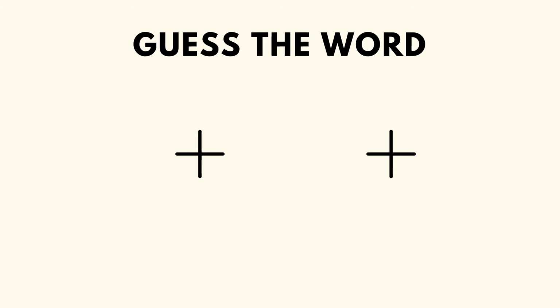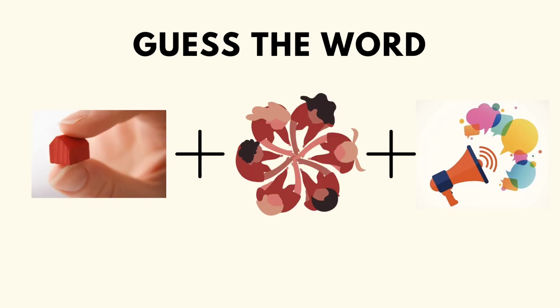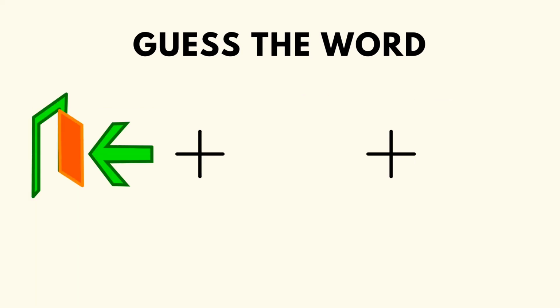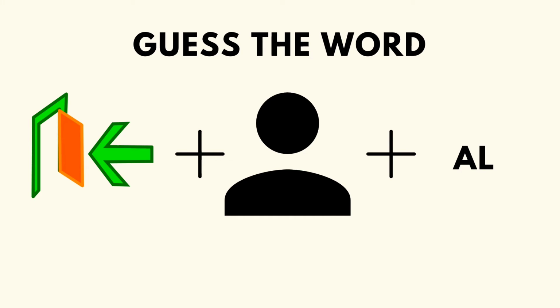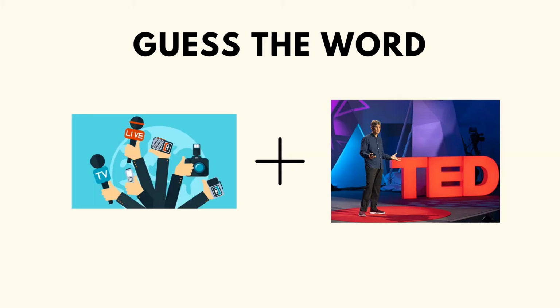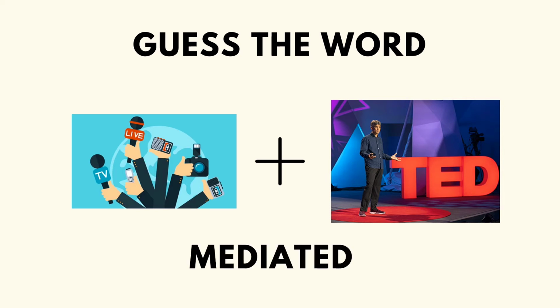The first one. What do you think is the word behind these pictures? Correct. Small group communication. The second one. The correct answer here is interpersonal. The third one. Here we have mediated. Correct.